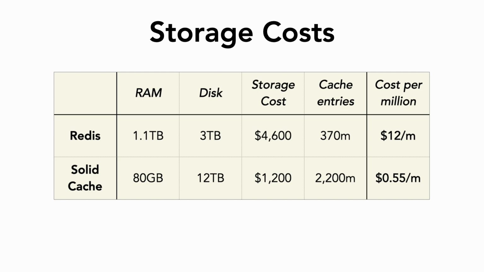We probably didn't need 3 terabytes of disk before, but it doesn't really matter. Cost-wise, the disk is like 50 times cheaper than RAM. So it's the 600 of that 4,600. What we're seeing is that our storage costs are roughly a quarter of the size for the same number of gigabytes. And the number of entries we were able to store in each cache, you can see there.